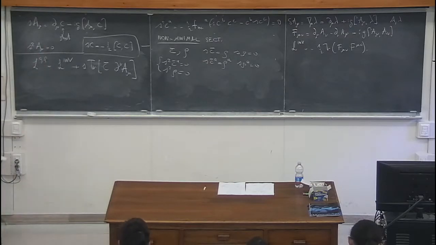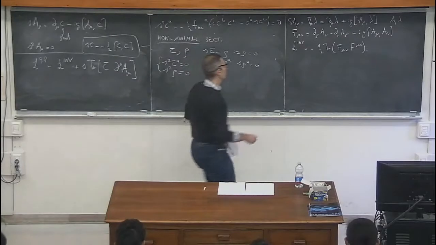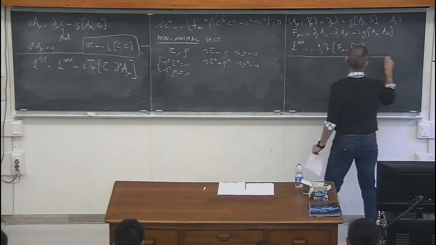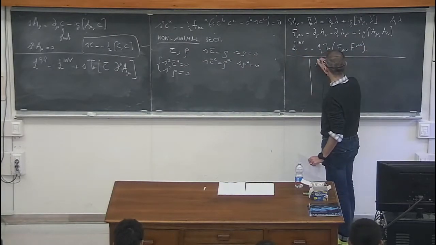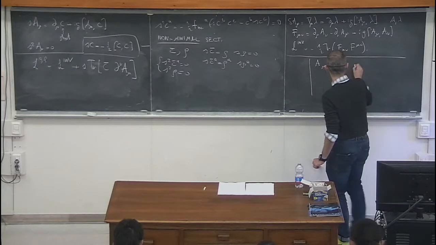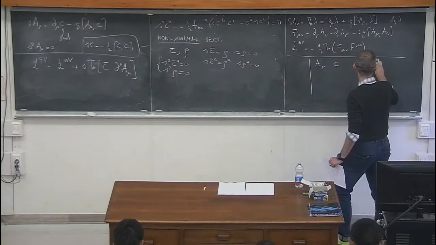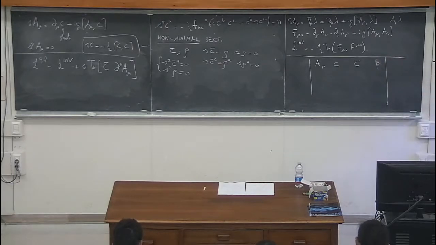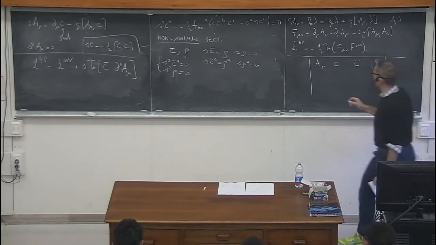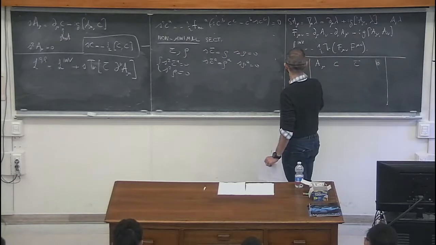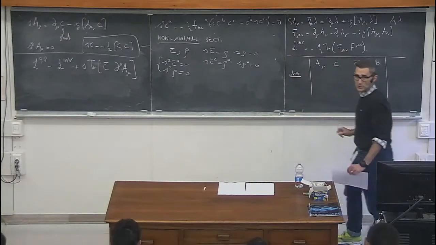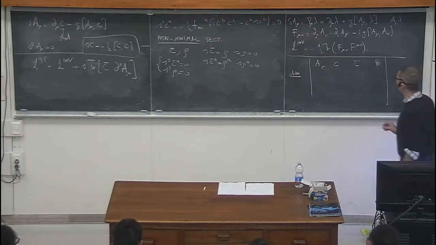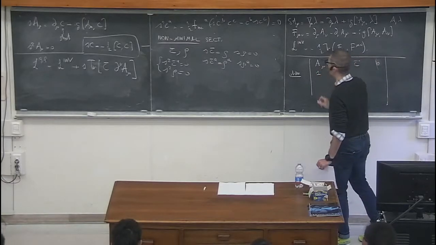There is one observation that I have to make before going on. We have the following set of fields: the gauge field, the ghost C, the antighost C bar, and the Lagrange multiplier rho. Now you can check, for example, two things. What are the dimensions of those fields? I'm working in 4 dimensions, so the dimension of these fields is 1 here.